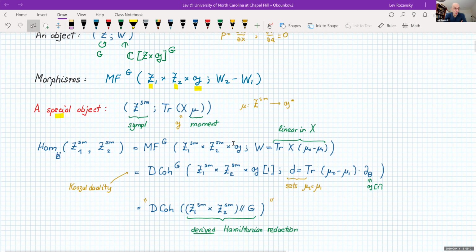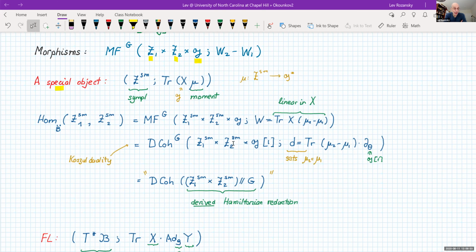By the way, what would be the category of morphisms between two such special objects? It will be something special. If you write it out, you get matrix factorizations over the product of these two symplectic varieties cross the Lie algebra. And you have to take the difference of superpotentials, which will be the trace of the Lie algebra matrix X times the difference between the moment maps.